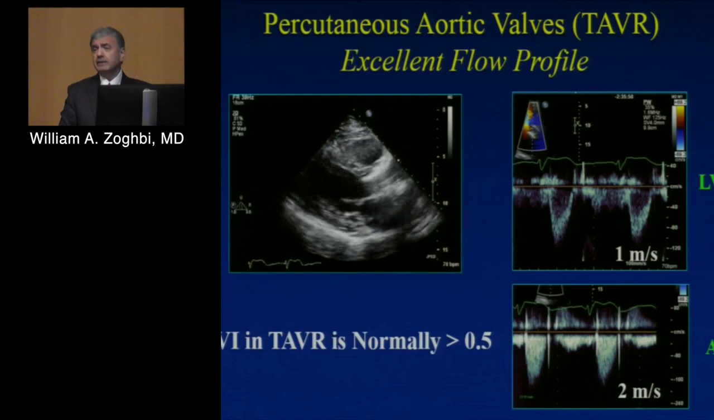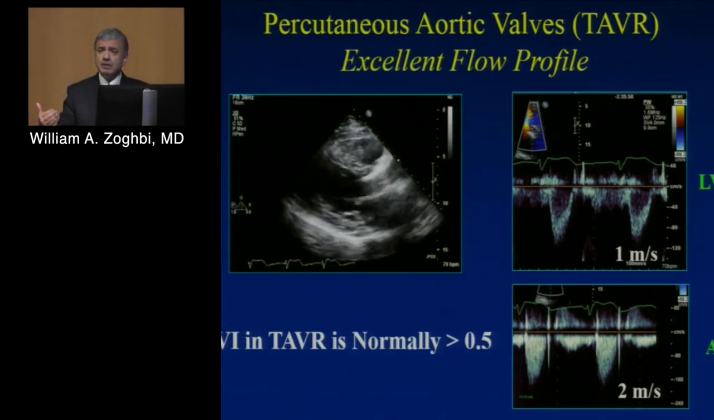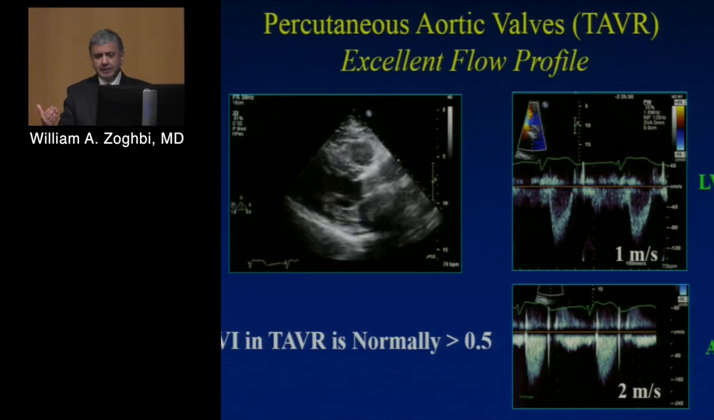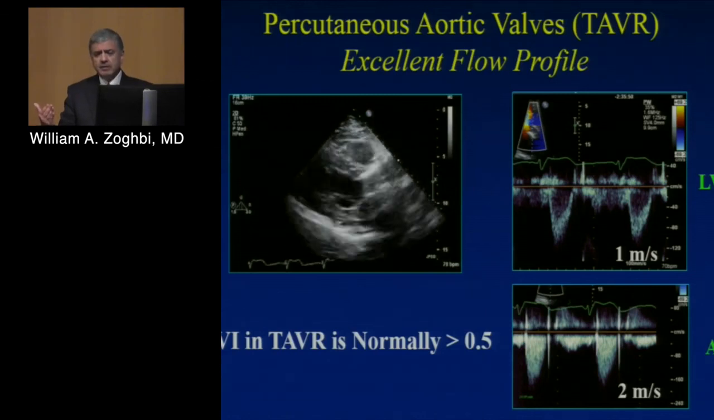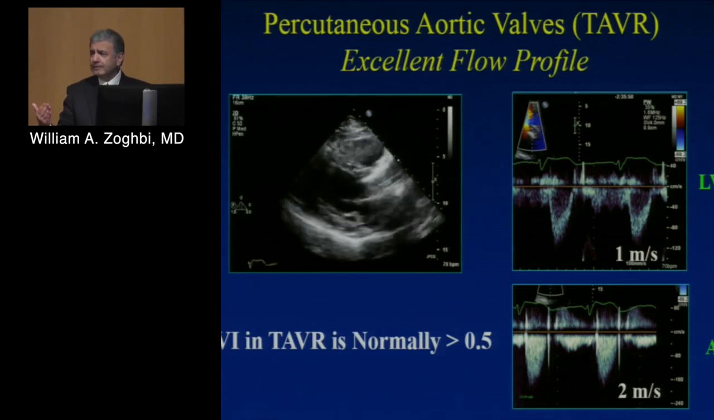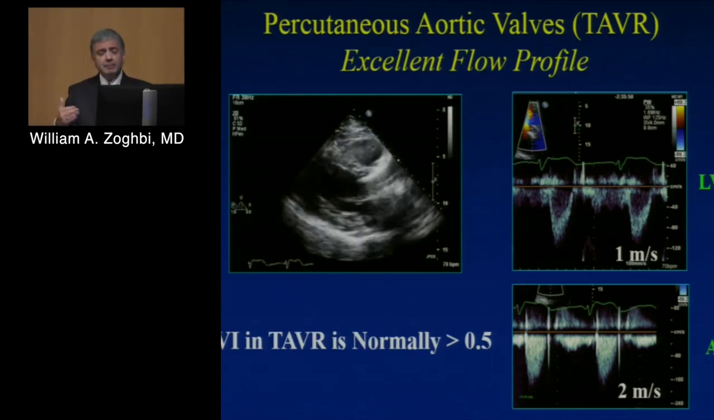Interestingly enough, if you see the newer prostheses, the percutaneous valves, the TAVRs, they have a much better flow profile. Take a look at this case here. Not infrequently, irrespective of the kind of valve, the velocity accelerates by only 2 times. It's almost like a normal valve itself, meaning my peak velocity is usually much less than 3, and my Doppler velocity index is about 0.5 or above.